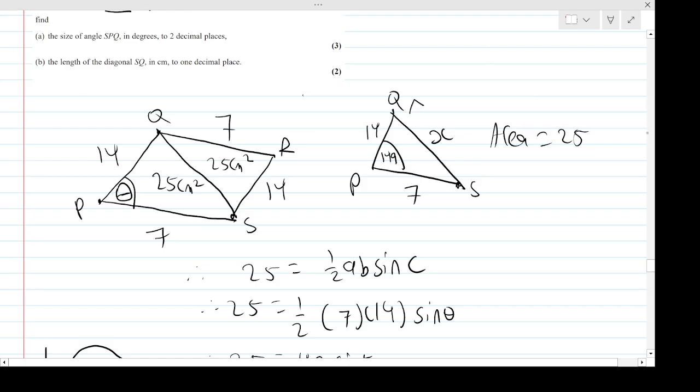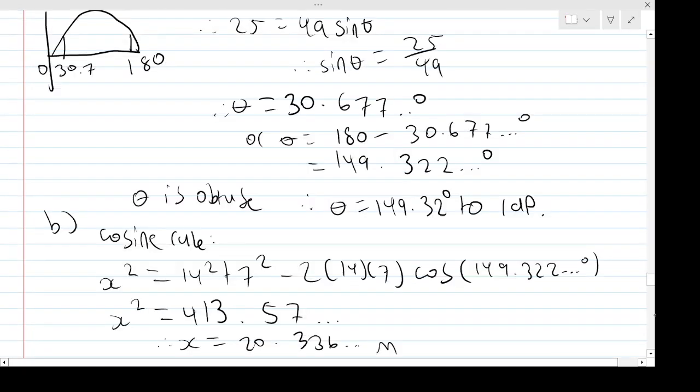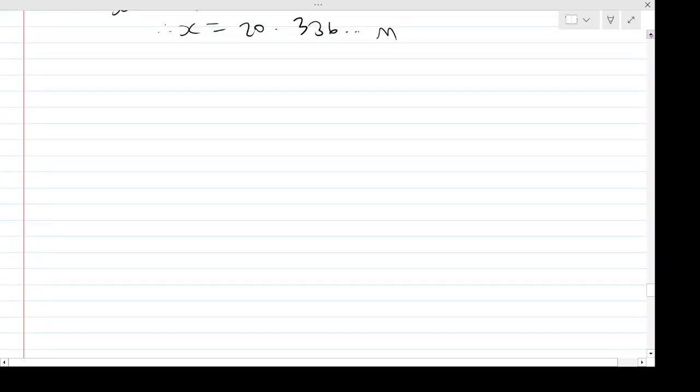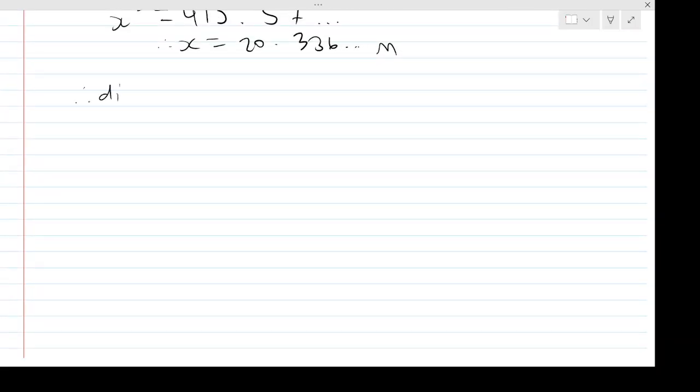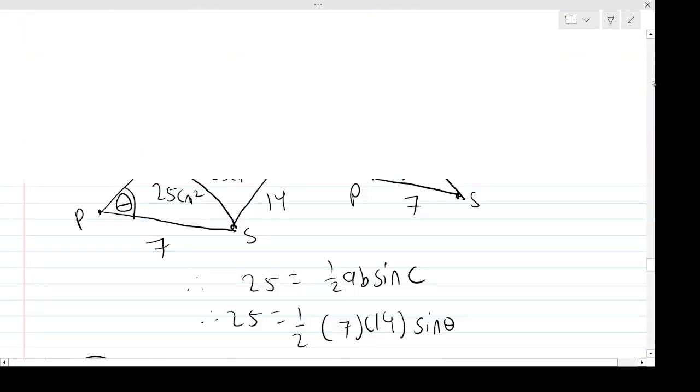So therefore, to 1 decimal place, we can then say that diagonal SQ equals 20.3 centimeters to 1 decimal place. And there we are then.